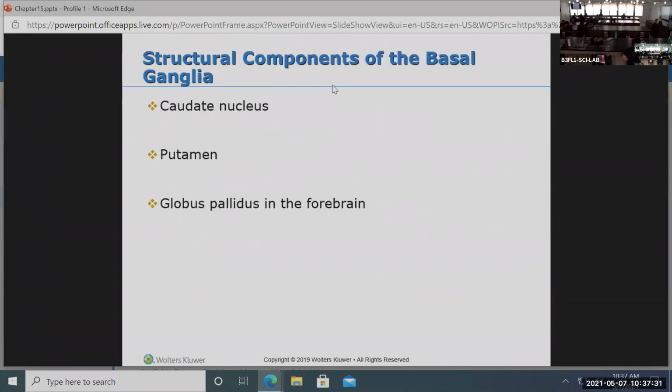Please highlight, these are the components of the basal ganglia. I'm talking about page 451 in the textbook. We have parts of the basal ganglia. I'm going from below upward. We have globus pallidus, putamen, and caudate nucleus. These are the structures of the basal ganglia.